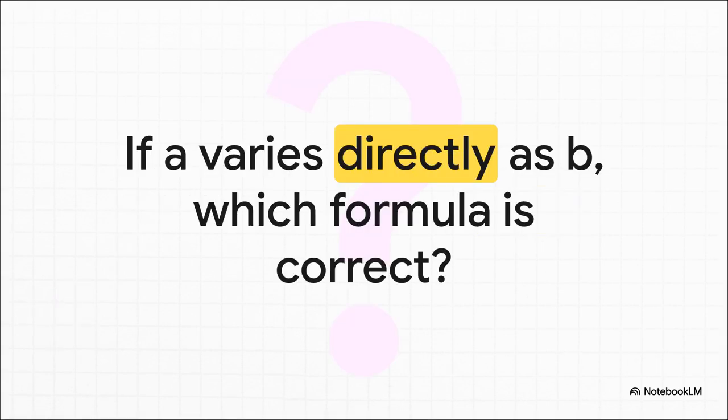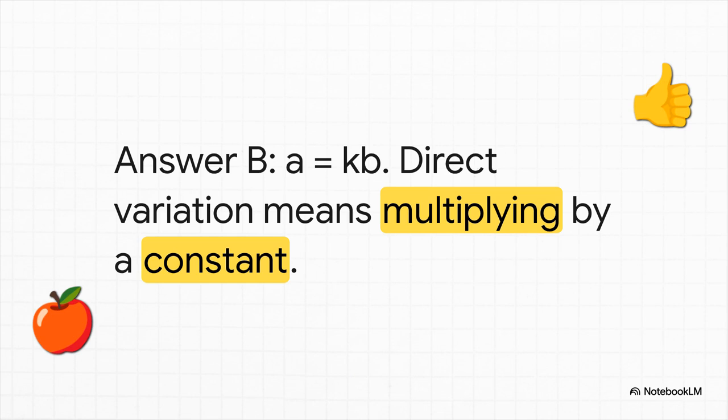All right, let's lock in this knowledge with a super quick quiz just to make sure these concepts are totally rock solid before test day. If variable a varies directly as b, what does that formula look like? Is it A, a equals k over b, B, a equals kb, C, a equals b over k, or D, a equals k plus b? Think back to our apples analogy for a second. If you guessed B, you hit the nail right on the head. Direct variation means multiplying by a constant alongside your variable. As b goes up, you multiply it by k, and a goes up right along with it. So a equals k times b is the perfect translation of that relationship.